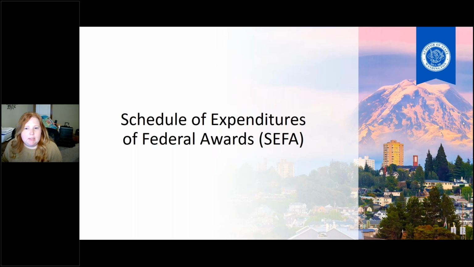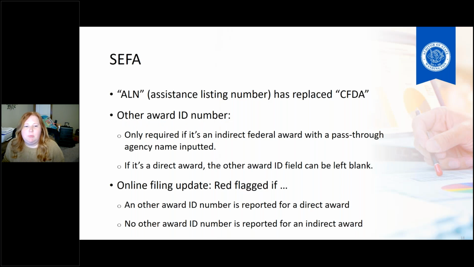So this probably isn't news anymore, but just a reminder that the term CFDA has gone away and has been replaced with ALN, which stands for Assistance Listing Number. So you will notice that change throughout the BARS manual and within the annual report itself. Now, the numbering system is not changing. You still go to the same place to find those award numbers. It's just the term CFDA has changed to ALN.